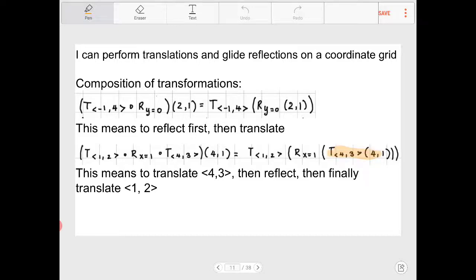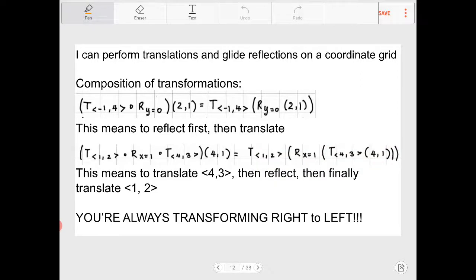It's kind of like PEMDAS if you think about it. We're starting from the inner parentheses first. So we'll start with this translation, then a reflection, and then lastly, another translation. So again, in summary, I'm reiterating myself here: when you're reading this, you're always reading things from right to left.